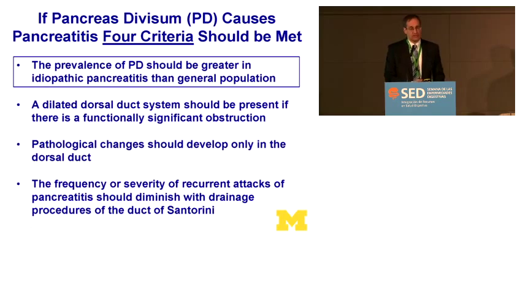Now, we previously suggested 4 criteria that would need to be fulfilled if pancreas divisum causes pancreatitis, and I stepped through each one of these. The first criterion is that the prevalence of pancreas divisum should be greater in idiopathic pancreatitis compared to the general population.